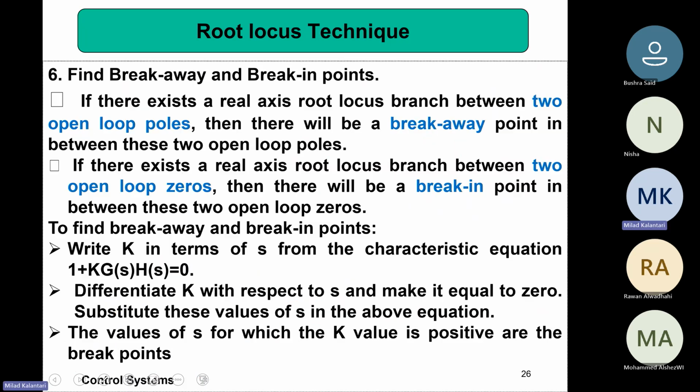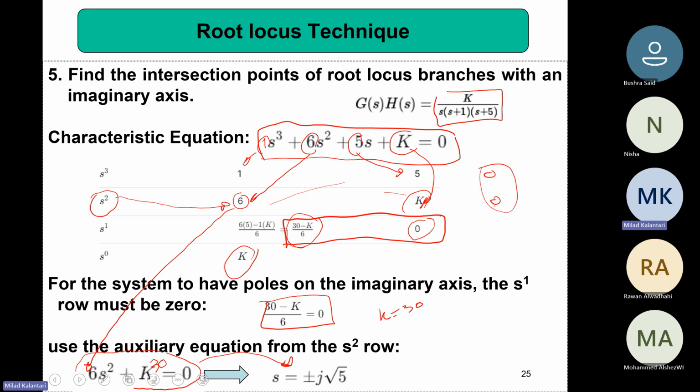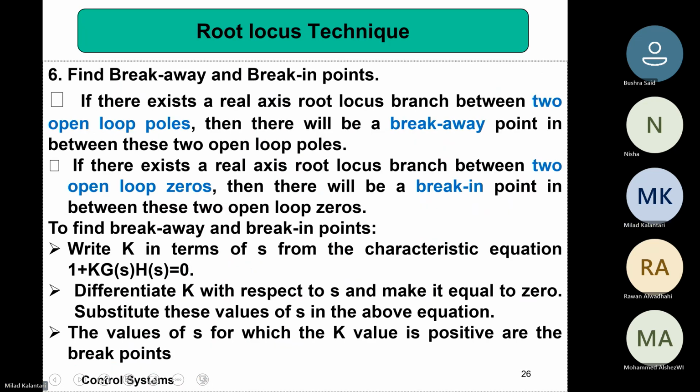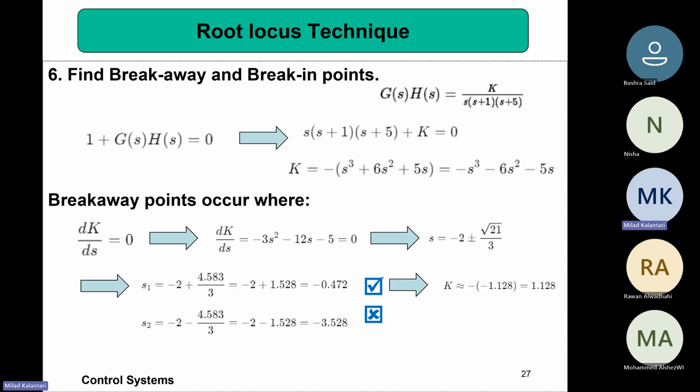So this is how we use the root locus technique to figure out the intersection of the poles with the j omega axis, right? And then we need to find some more specific things. I will just go through the example.